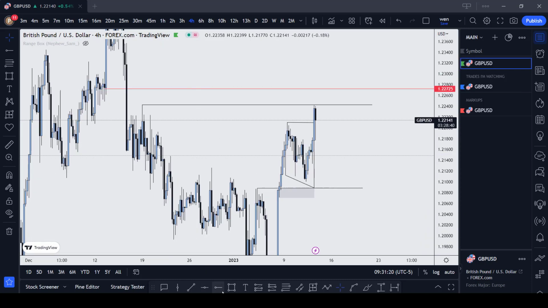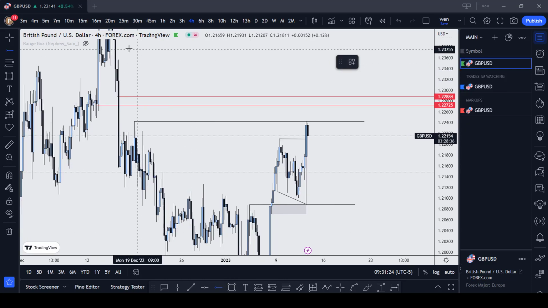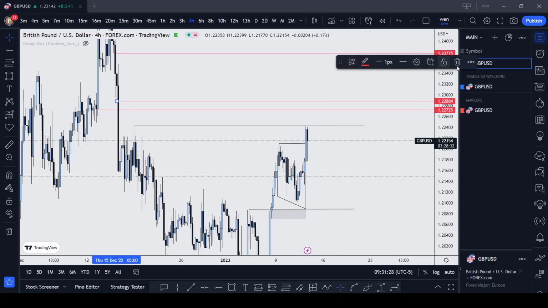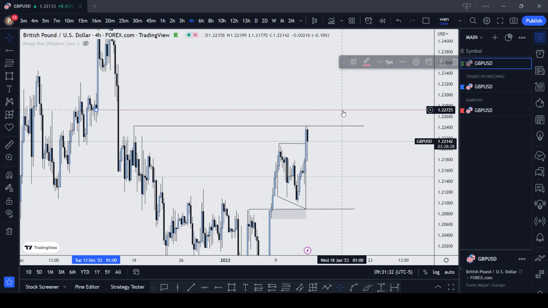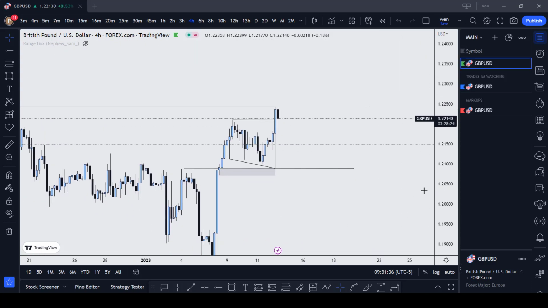This is not financial advice, guys. This is just speculation. Here, or to come here. Again, this is not financial advice. I'm not telling you where to start looking for trades. These are just guesses and speculations, probabilities.